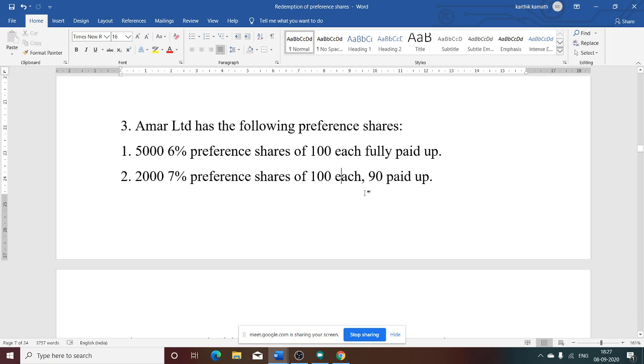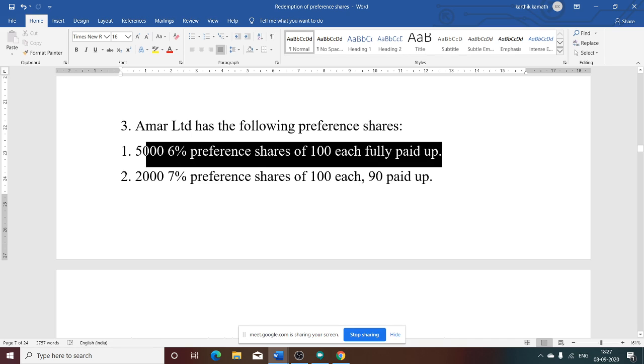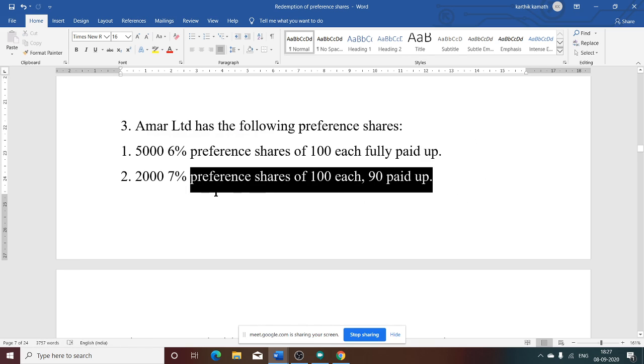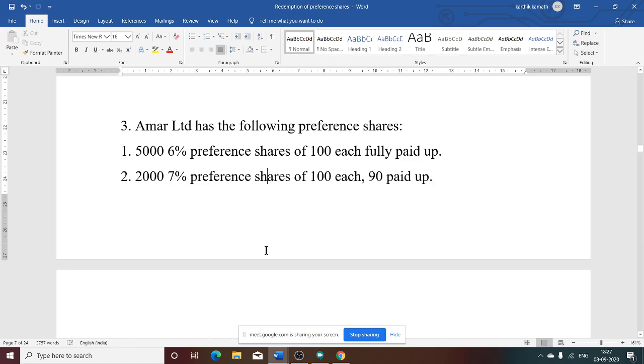So what happens here? The first one is fully paid. We want all fully paid shares; we don't want partly paid shares for the purpose of redemption. So the first one is fully paid, so no problem. The second one is 100, 90 paid up, so partly paid. Again you need to make a call. Whenever there is a call, there is a journal entry. That you need to remember. So the final call entry you need to make. That is one thing: two classes of shares.